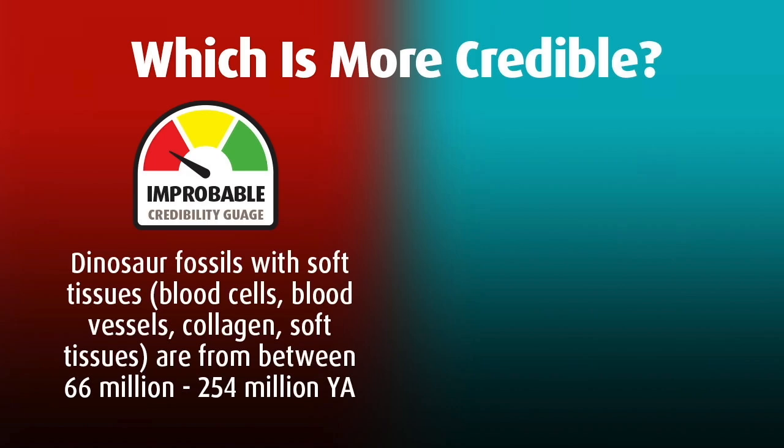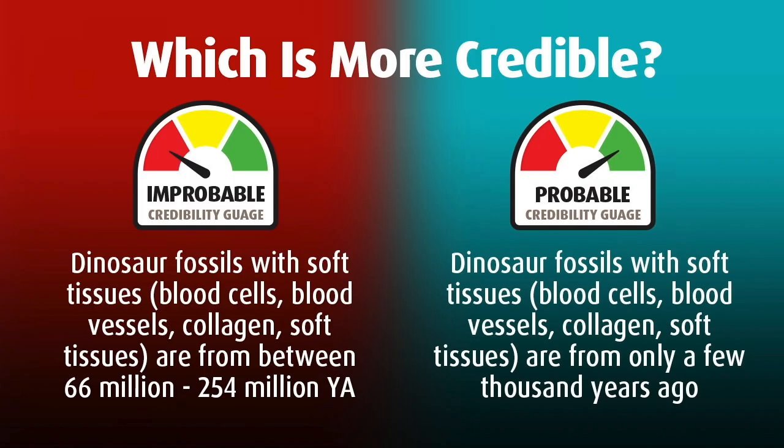So which one is more credible? Dinosaur fossils with soft tissues, that's blood cells, blood vessels, collagens, and other soft tissues, are from between 66 to 254 million years old. Or dinosaur fossils with soft tissues, blood vessels, blood cells, collagen, are from only a few thousand years ago. Actually, that does make more sense.